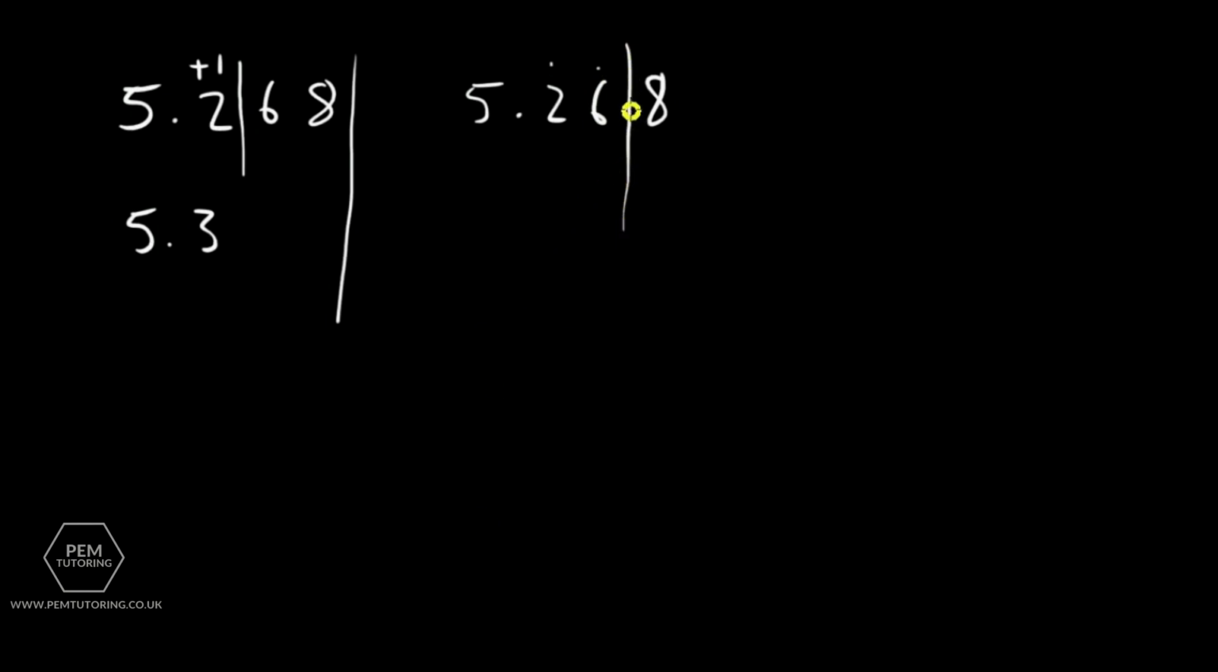Okay. The number after the partition is 8. So that is more than 5. So we have to increase the 6 by 1. So you have to add 1 to that 6. So we'd get 5.27. So 5.268 to 2 decimal places is 5.27.